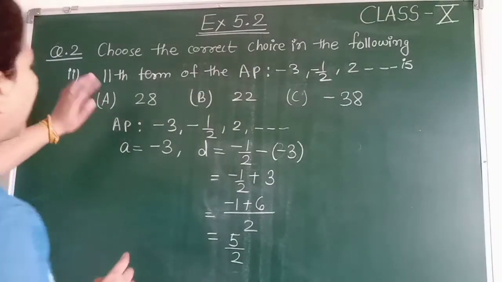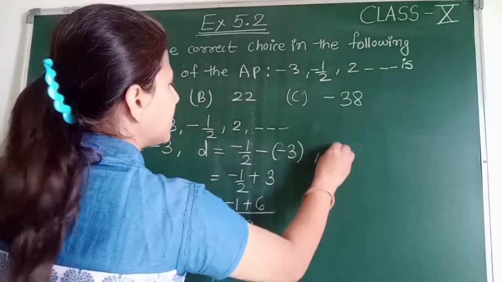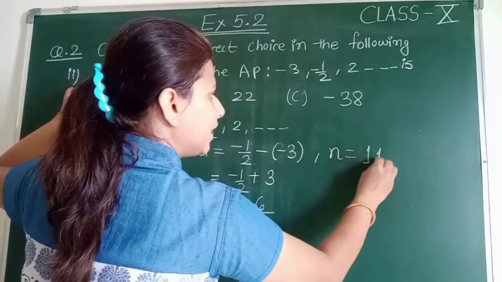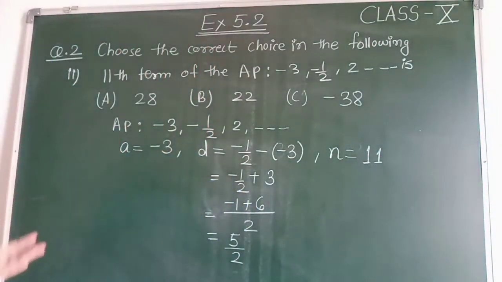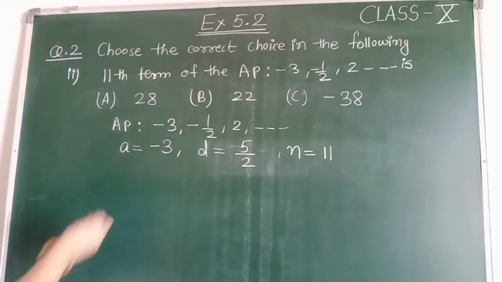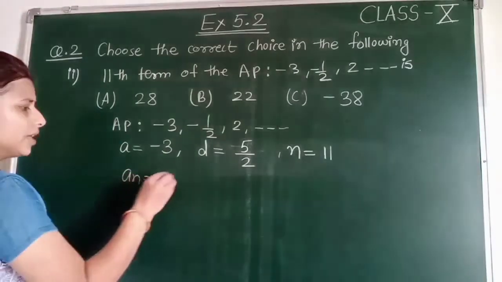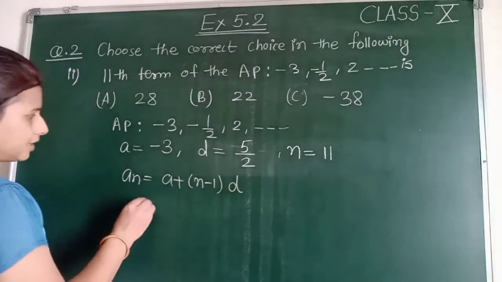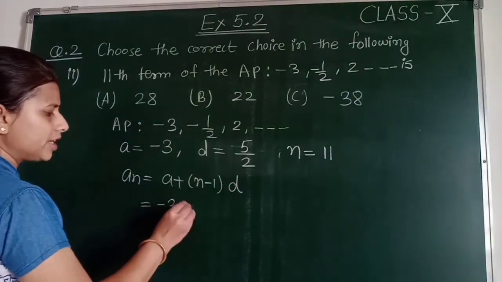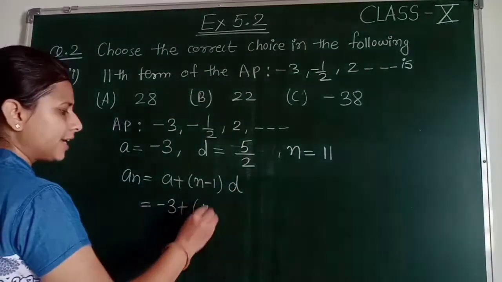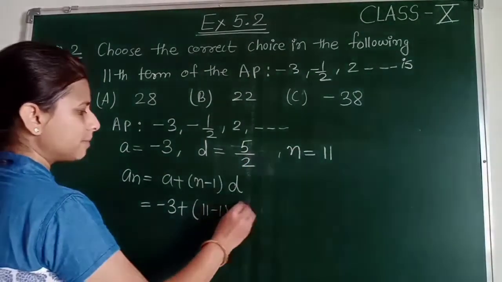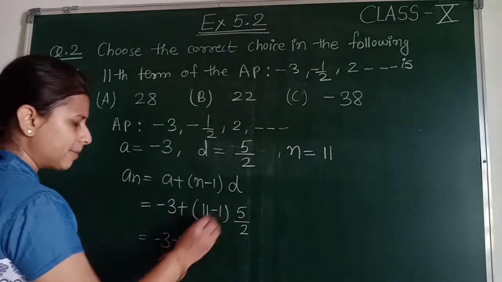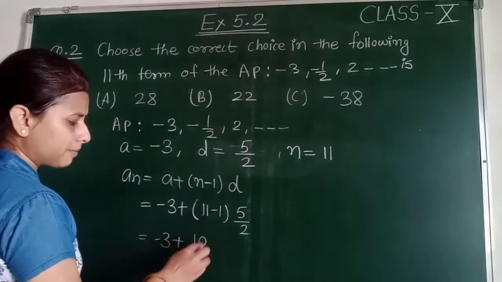Okay student. And N, what is N here? We have to find the 11th term, so N will be 11. Now we will apply the same formula. AN equals A plus N minus 1 into D. The value of A is minus 3, plus N minus 1, 11 minus 1, into D, which means 5 by 2. Minus 3 as it is, 11 minus 1 into 10.